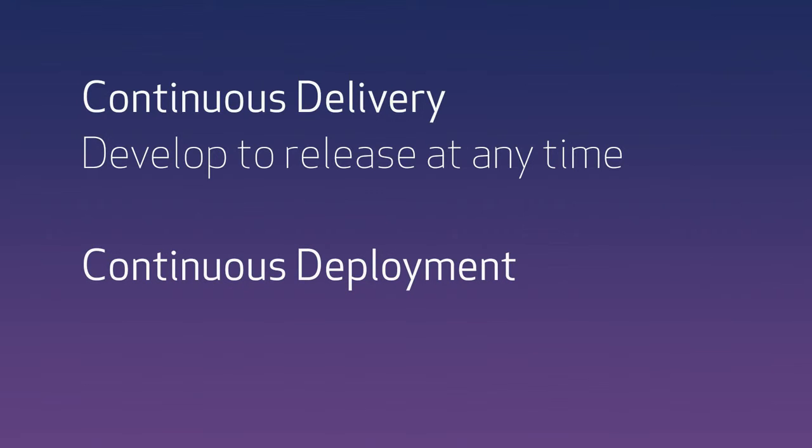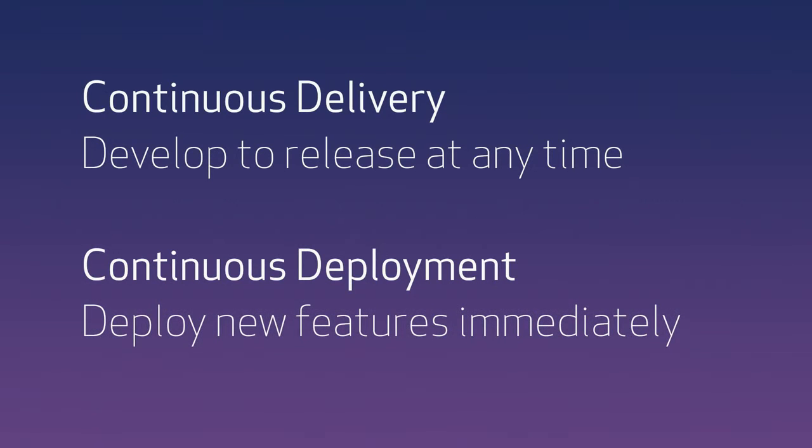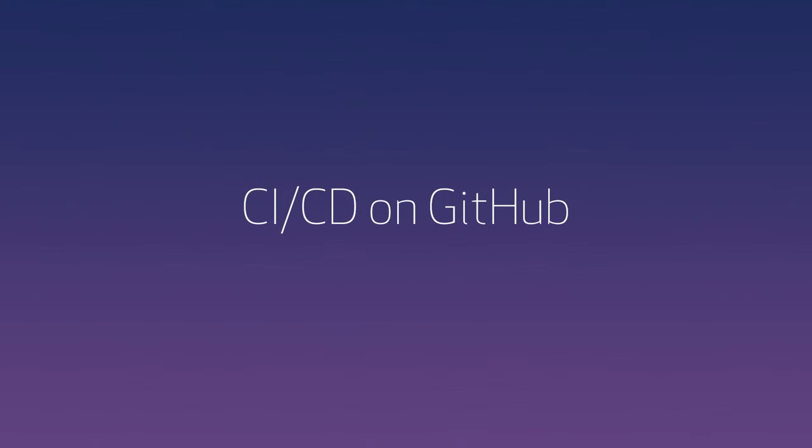Continuous deployment is an extension of continuous delivery. It's a process that allows you to actually deploy newly developed features into production with confidence and experience little if any downtime. Now, let's take a look at how GitHub fits into this process. We'll take it one step at a time, starting with CI.